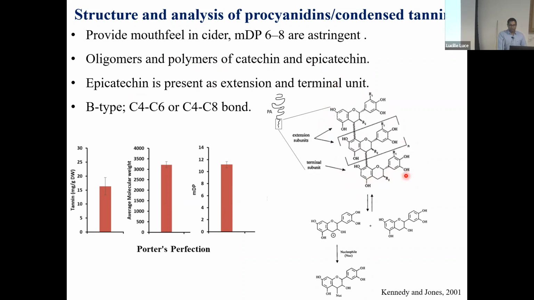So we used the phloroglucinol method, which hydrolyzes the tannin polymer to monomers. It releases the terminal unit as a free form, and it forms an adduct with the extension unit. Using this method, we measured the tannin content in Porter's Perfection leaf tissue. We found that the tannin content in Porter's Perfection is 15 mg per gram dry weight, the average molecular weight is 3000 Dalton, and the mean degree of polymerization is around 11-mer.